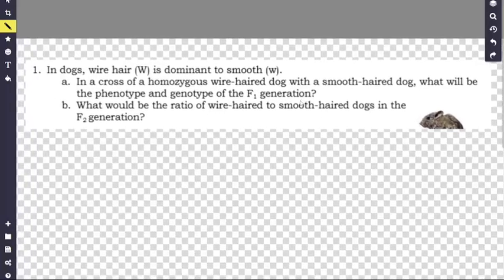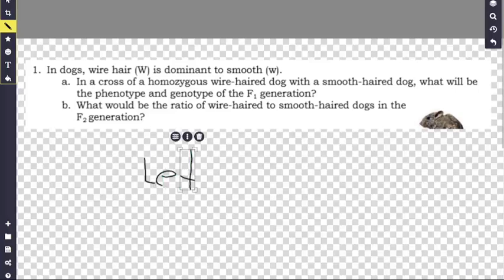It's kind of important. So we start off by reading the question. In dogs, we have wire hair, and it's dominant to smooth. They actually did it for you. They tell you that W is the dominant, but usually you would start off with a let statement.